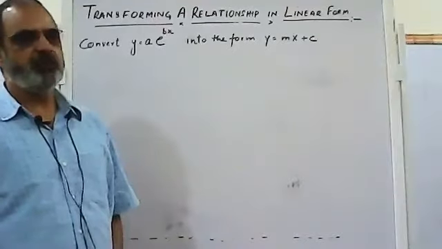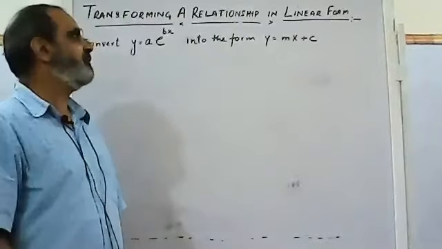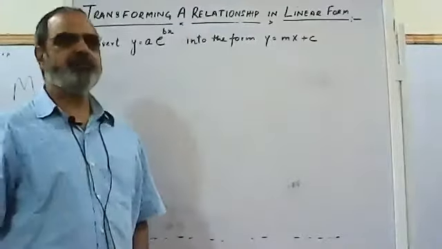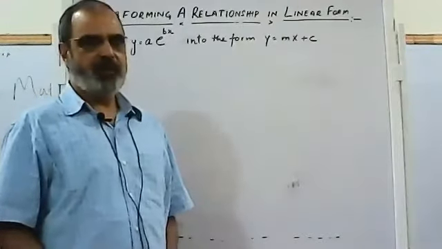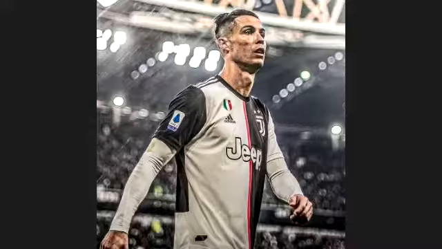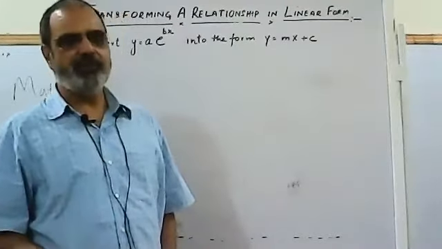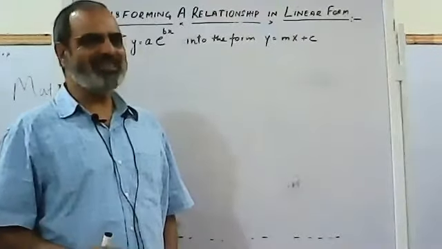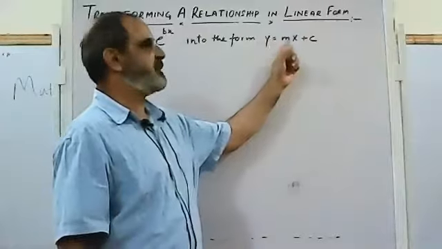Logarithmic functions. Today we are going to learn how to transform a relation in exponential form into a linear form. For example, when you perform an experiment, you collect some data in two variables and you want to relate those two variables. For that purpose, we plot a graph. If the plot is a straight line, then we can easily say the relation is y is equal to mx plus c.